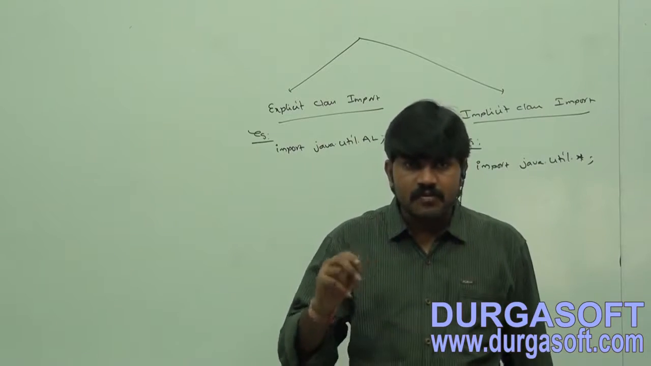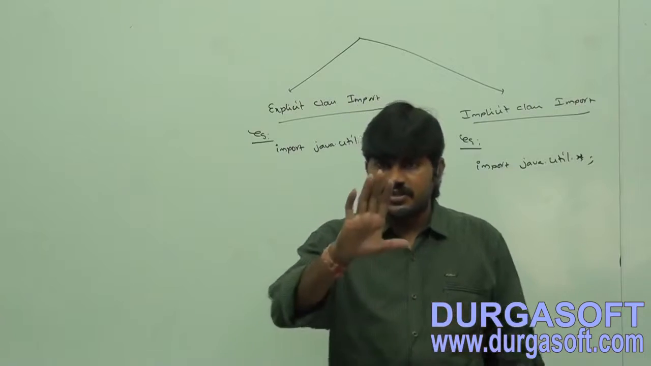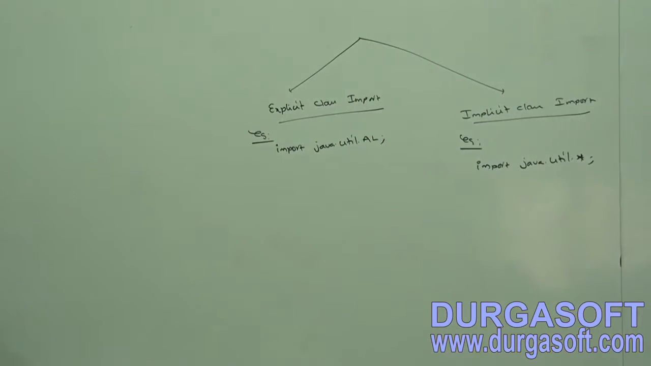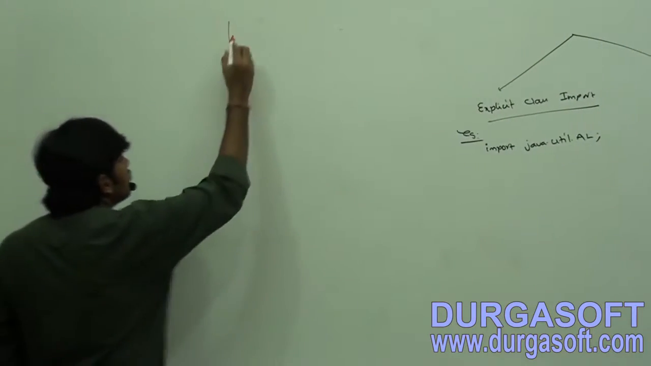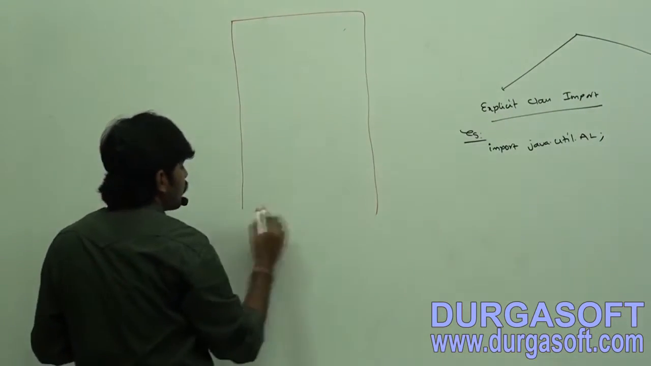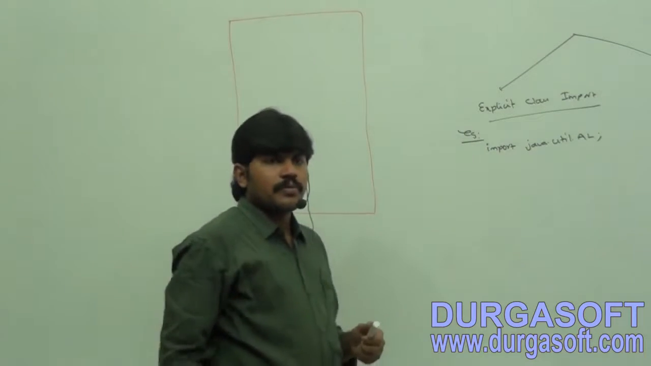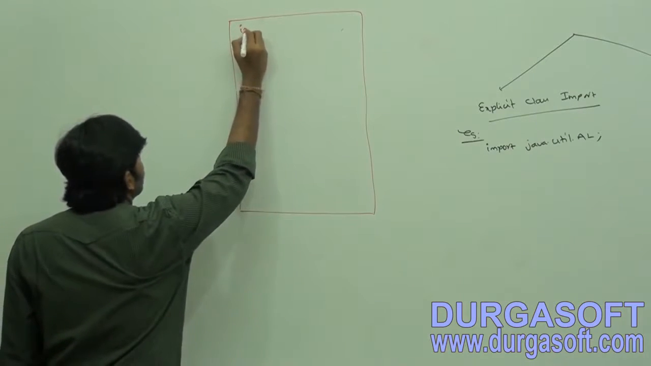What is the problem with implicit? What is the advantage of explicit? Just observe this example well. Here I have one program, this is my Java program. I have a big program. Now someone asked, just observe the functionality.